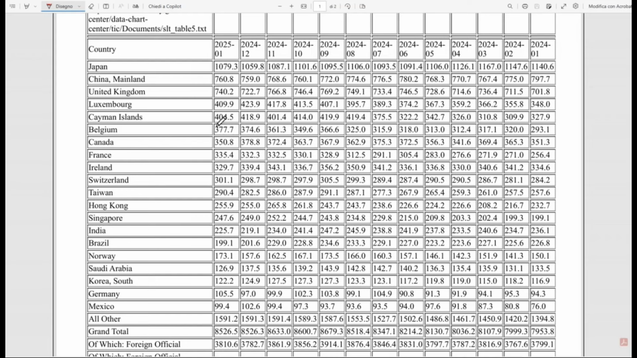Again, Cayman Islands, 404 billion, and Luxembourg, 409 billion, just tax-free. 800 billion of treasuries, which are accruing billions in coupons, which are tax-free. And then some nutter in the nut house in Washington, D.C.